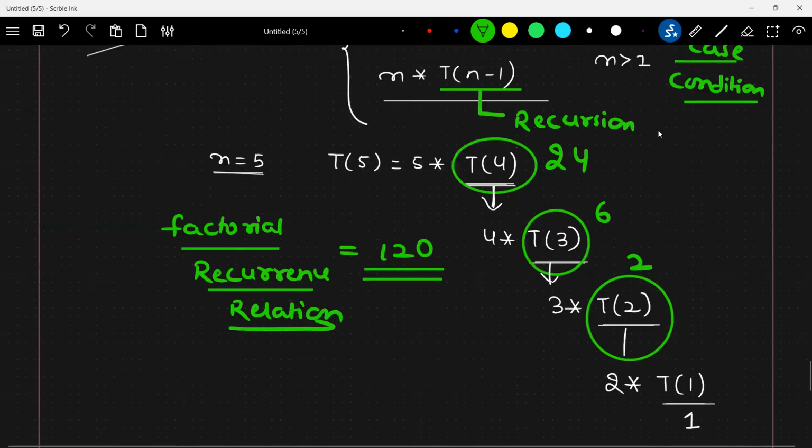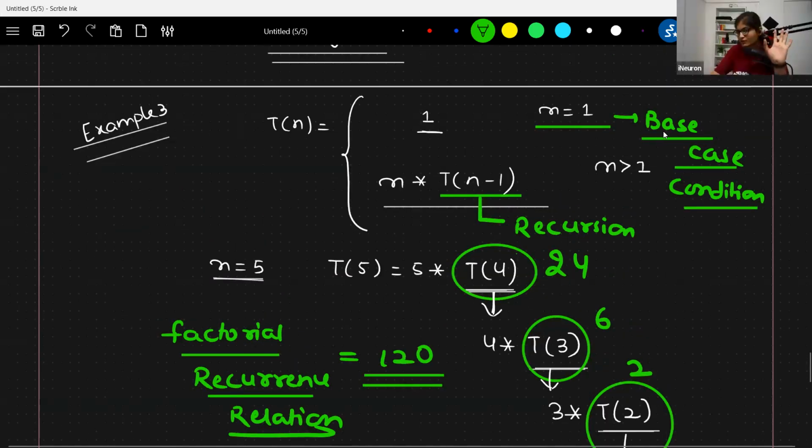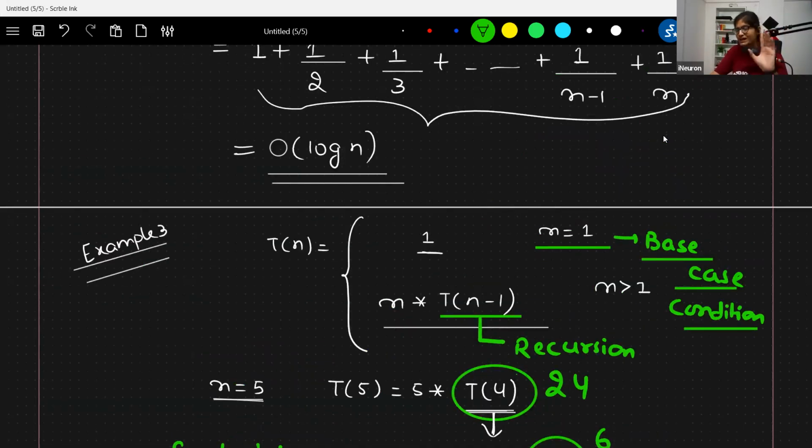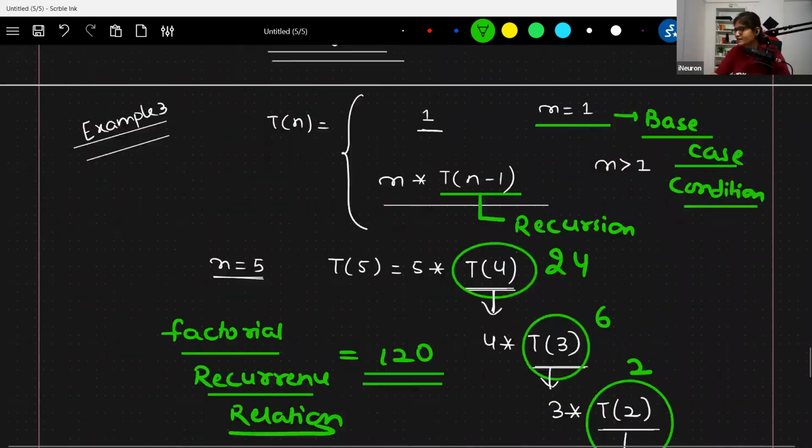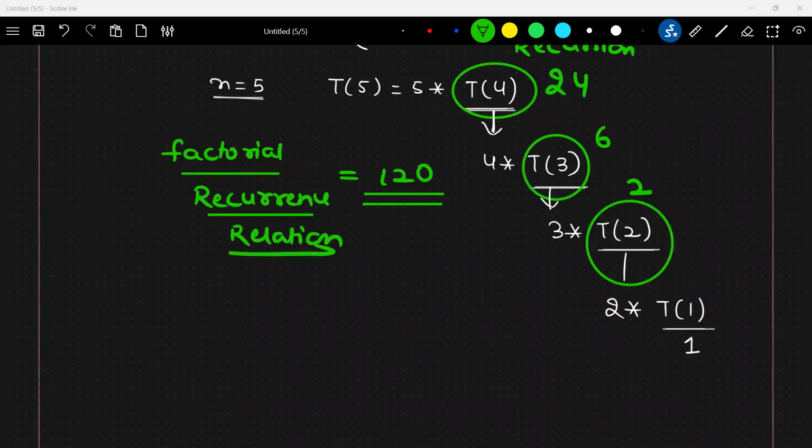But today is the only session in which I will discuss how we can solve a recurrence relation using the substitution method. Now try to solve this recurrence relation and let me know what answer you are getting. Someone is saying n factorial, someone is saying n to the power n.